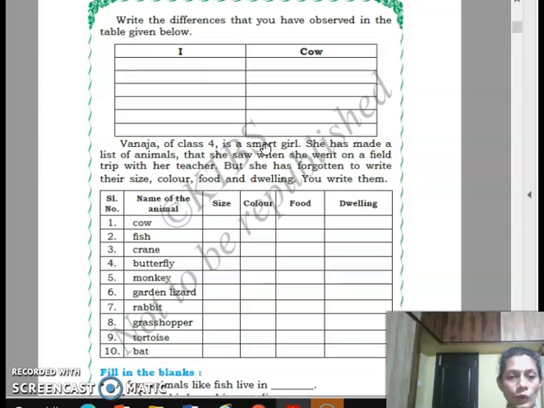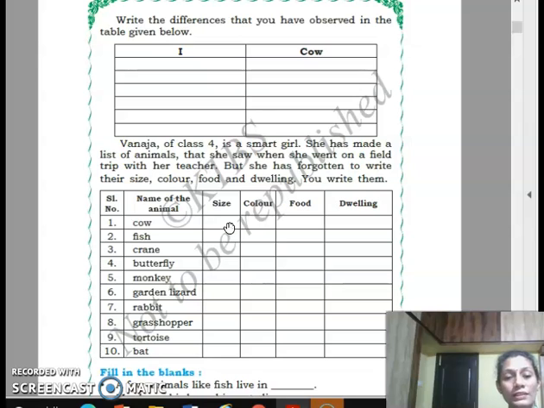Now, look at the next part. Vanaja of class 4 is a smart girl. She has made a list of animals that she saw when she went on a field trip with her teacher. But she has forgotten to write the size, color, food, and dwelling. You write them. Come on, let us see.